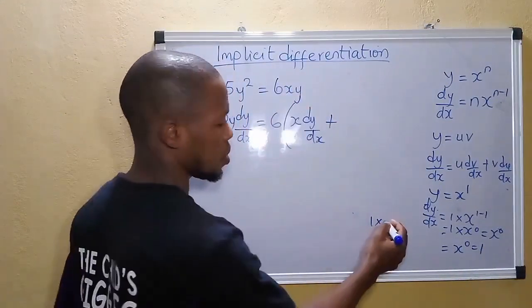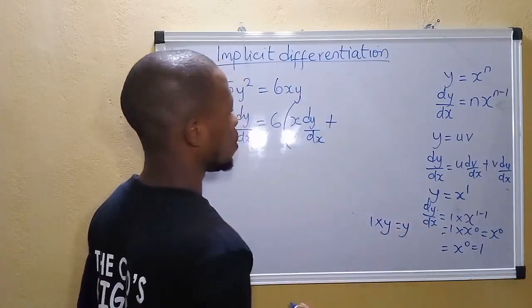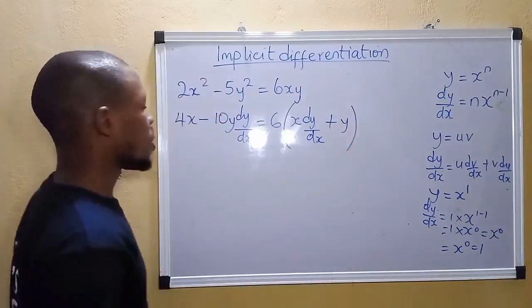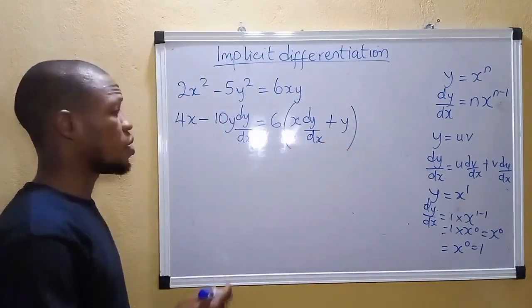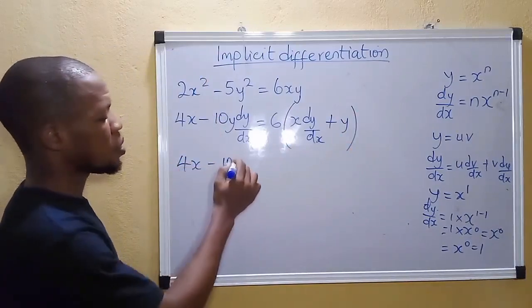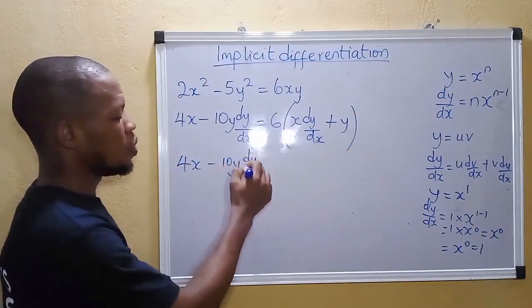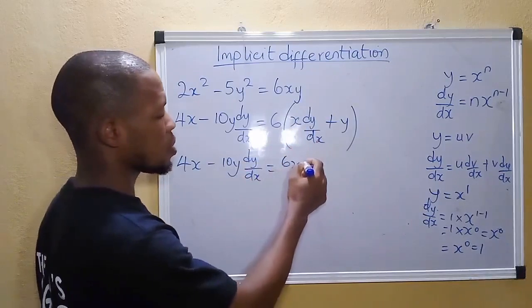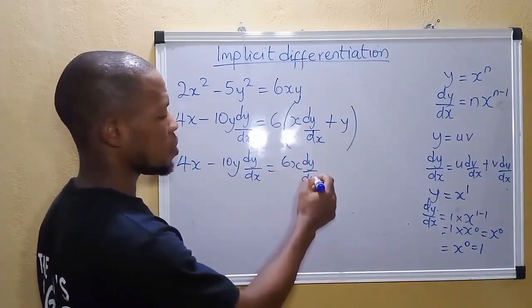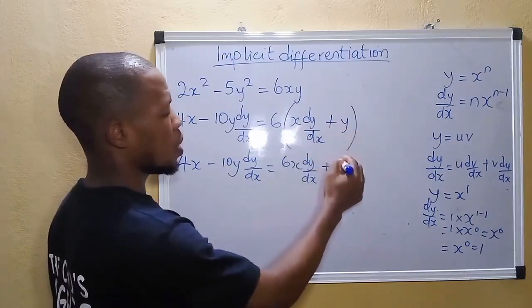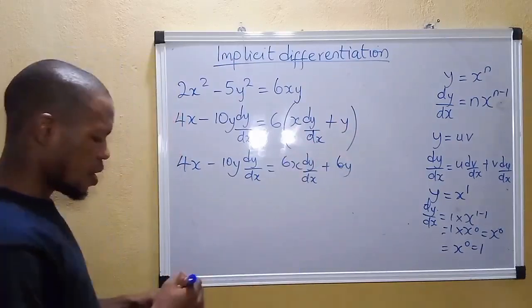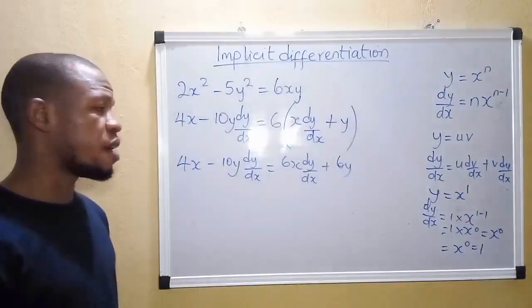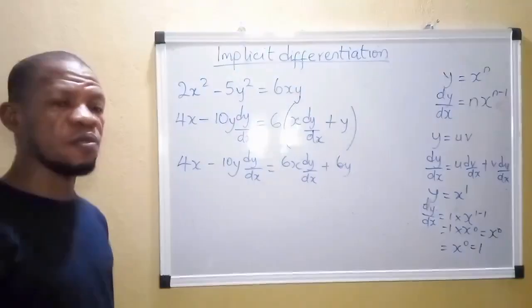remember we are keeping y constant, which is equal to y. So in this case we have y. The next thing we are going to do is to open this bracket on the right hand side of the equation. So we have 4x minus 10y dy dx is equal to, if we open this bracket we'll have 6x dy dx plus 6y. Now, having arrived at this point, we collect like terms with respect to dy dx, because that's exactly what we want to arrive at, which is the differential of this implicit differentiation.